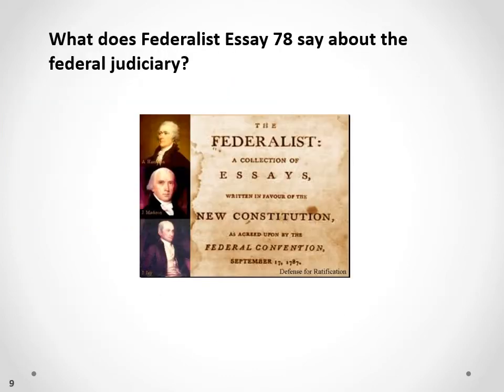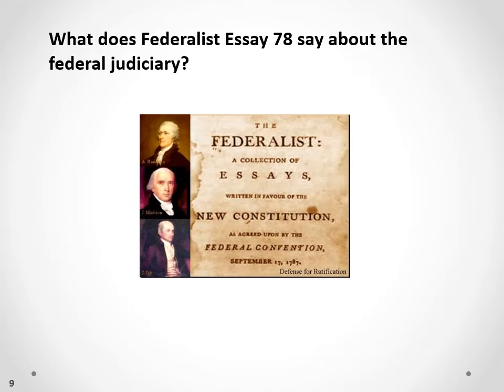Okay, now we're going to segue into our national court system. We're going to look at Federalist Essay 78. This starts on page 69 of your Accessible Federalist. So I encourage you guys to read Federalist Essay 78 by Hamilton. It's very interesting. So one of the purposes of this essay is to explain one of the reasons why judges are different from members of Congress.